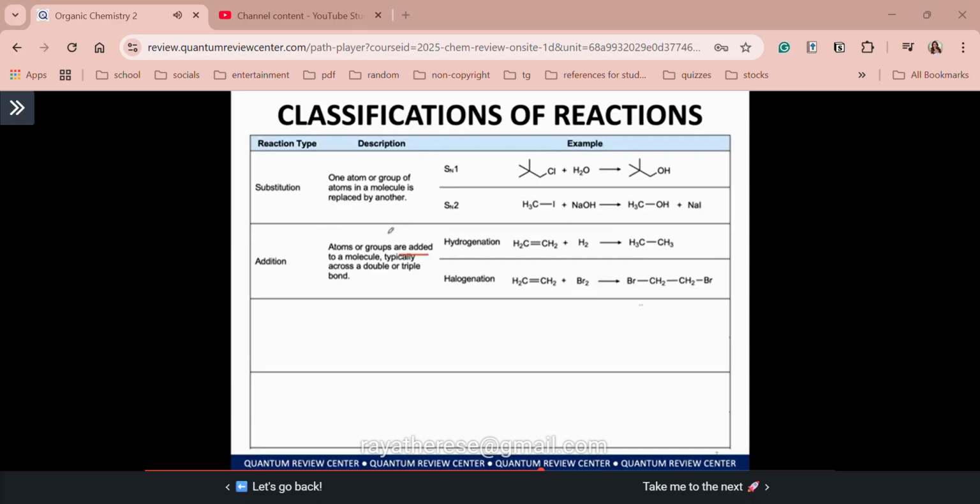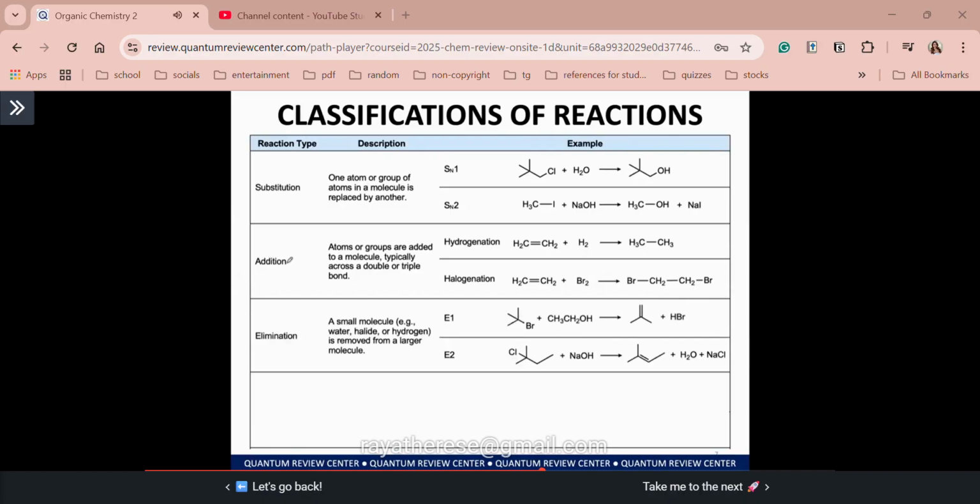Alright, so class, remember your double bonds and triple bonds are usually the ones that initiate our addition reaction. Clear? Next, elimination. So somehow, elimination is related to our substitution. Sir, I barely remember that this type of reaction is also a characteristic reaction of alkyl halides.